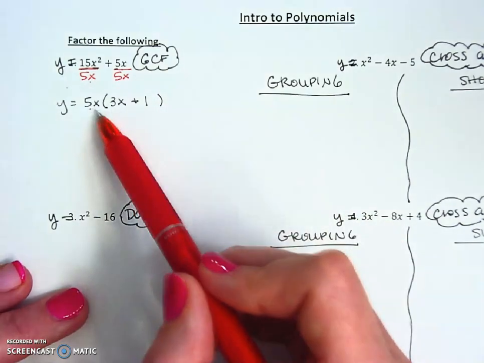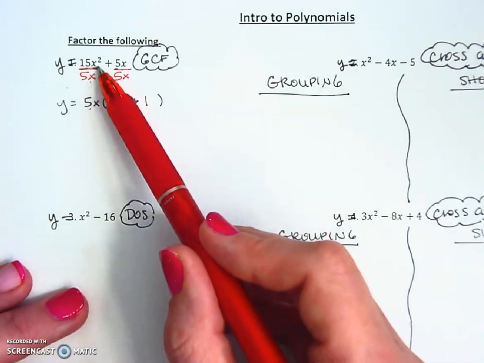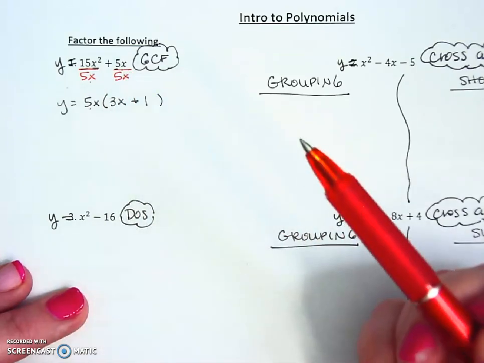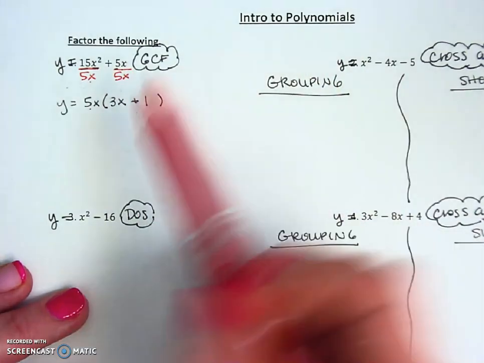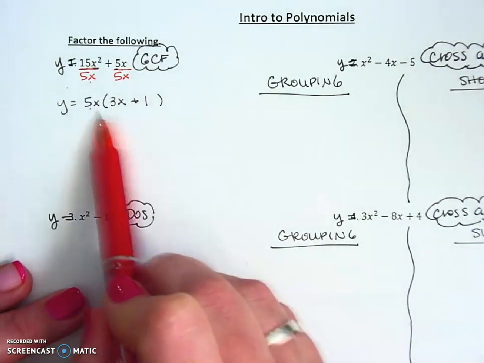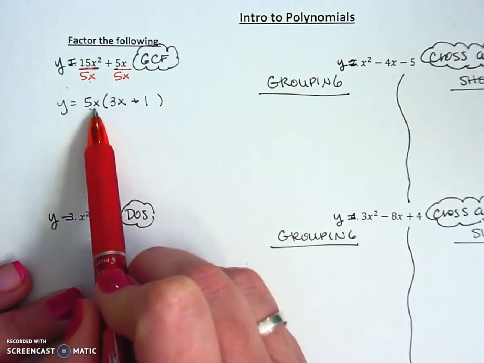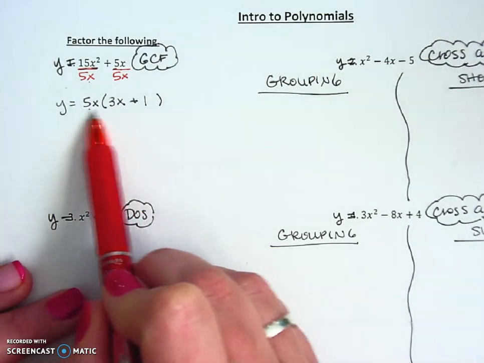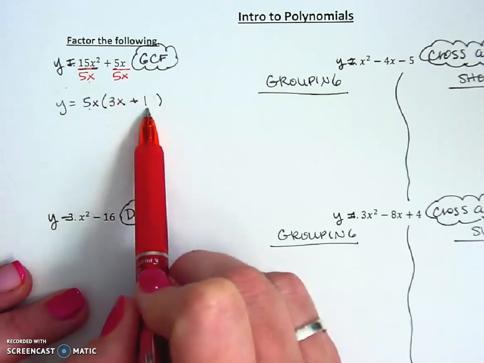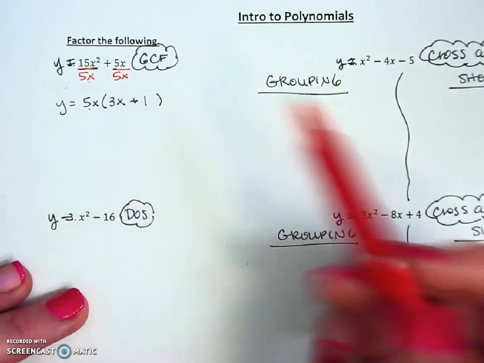Do distributive property, right? 5x times 3x is 15x squared. 5x times 1 is 5x, and that's what we started with. Right, so y equals 5x times 3x plus 1. And this is factored form. I have 5x is one factor, and then, well, actually 2, and then this whole group is another factor. So that's 3x plus 1 is a factor. So this is now in factored form.